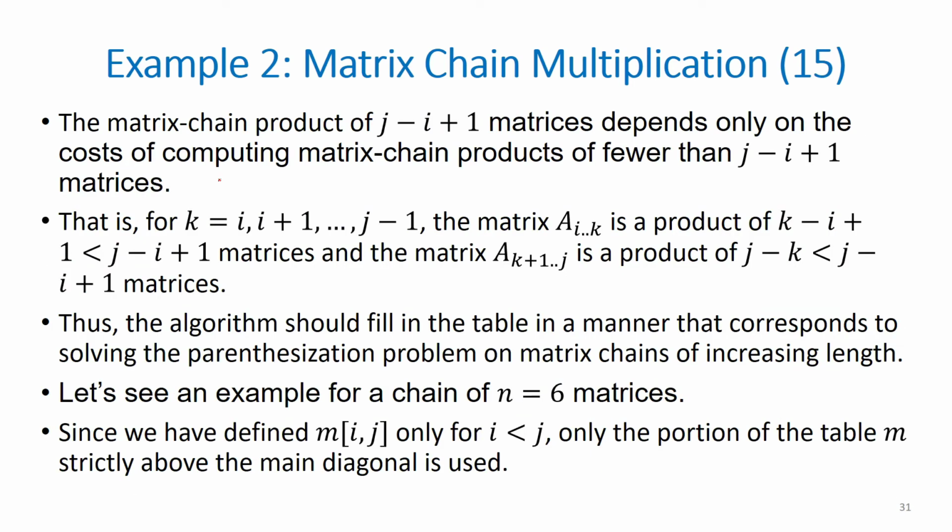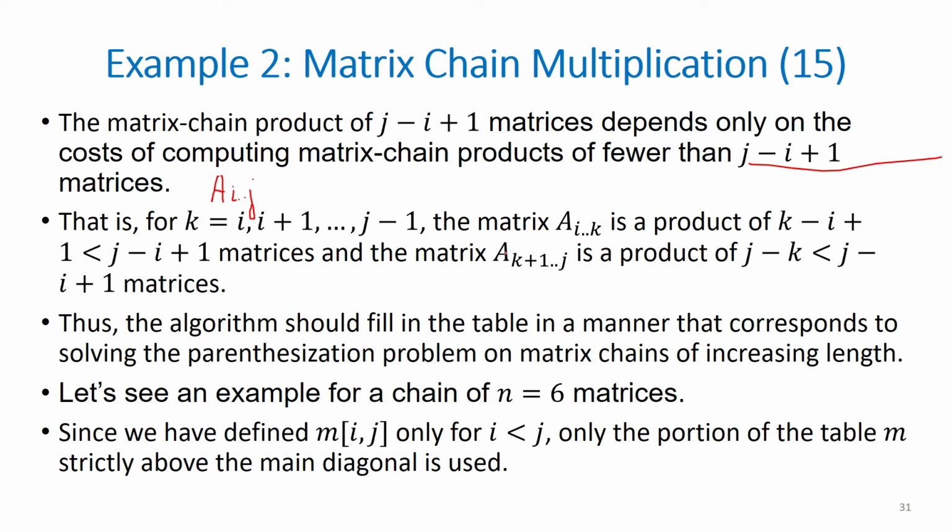Note that for the matrix chain A i to j, there are j minus i plus 1 number of matrices. The cost of the product of this chain is a function of the cost of the products of its subchains, which involve lesser than j minus i plus 1 matrices. So if k is the split point for the chain A i to j, we would have two subchains, A i to k and A k plus 1 to j.